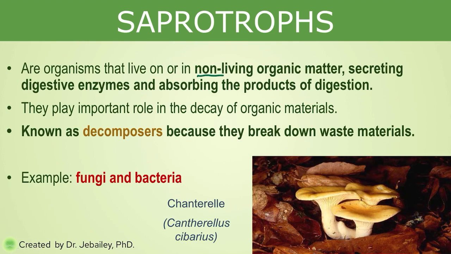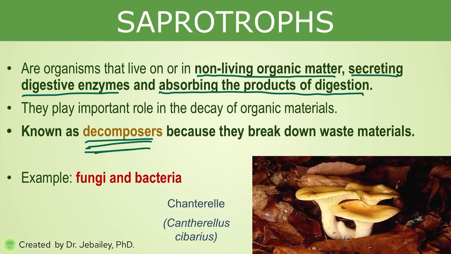It still is eating non-living organic matter, but the difference is they're spitting the enzymes out of their body, and then when the enzymes chew on the food on the outside, they start absorbing the product. So imagine that instead of you eating the hamburger, you throw your saliva on the hamburger, let the saliva digest the hamburger, and then you just suck the liquid in. That's what the saprotrophs are doing. And usually these are known as the decomposers. So for example, fungi and bacteria are known as the decomposers.